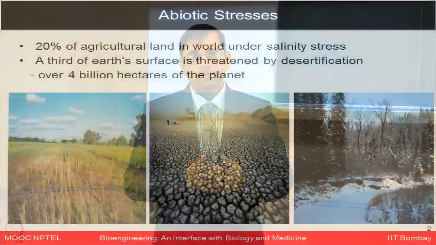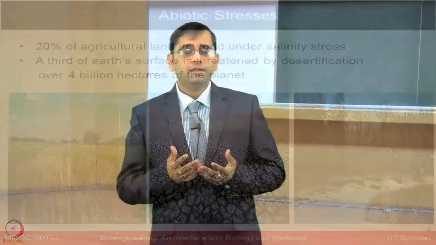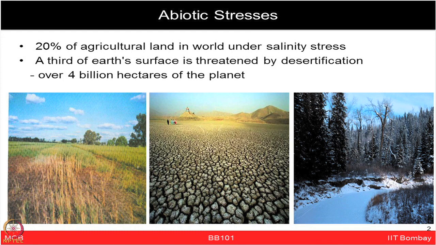If you go back and think about my very first lecture, where I started emphasizing the need for various types of global challenges, think about abiotic stresses. For example, salinity, heat, drought, all of these are abiotic stresses which are affecting our land, the cultivation area, severely throughout the world. Almost 20% of agricultural land is getting affected because of the salt stresses, and a large volume of the overall earth is getting desertified because of different drought situations which are happening throughout the world.